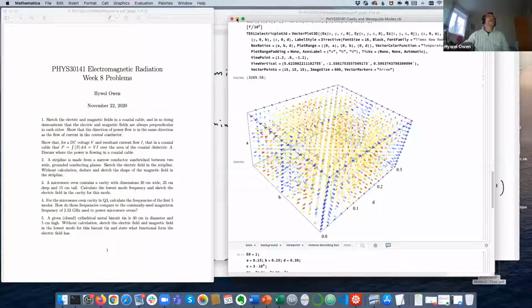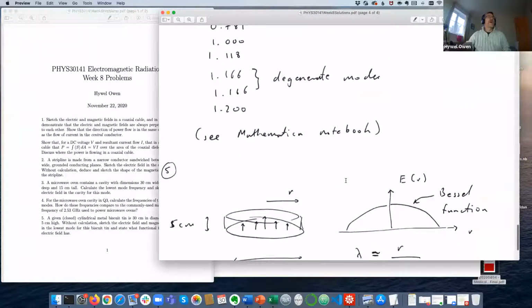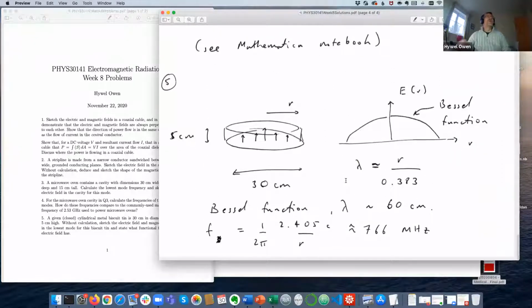And the job here was to simply draw what the electric field looks like. So the electric field in a cylindrical cavity, and you can by now guess that if the cavity is wide and short, in other words, of large diameter, here 30 centimeters, and short, 5 centimeters tall, then the lowest mode will have an electric field which points across the shortest side.